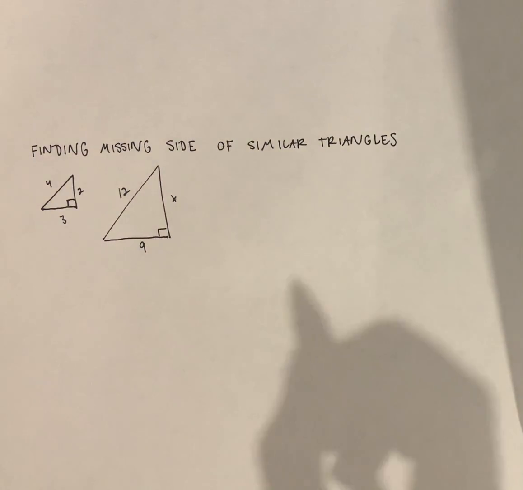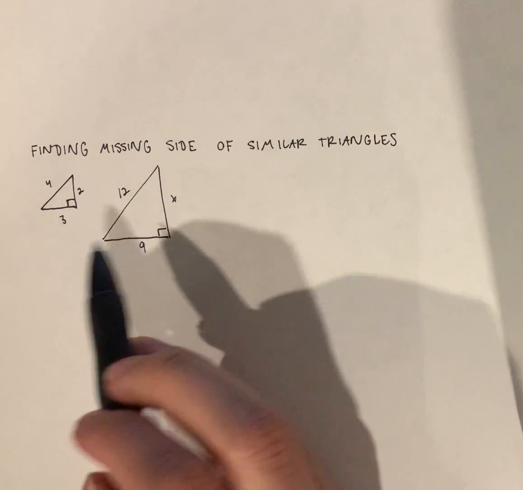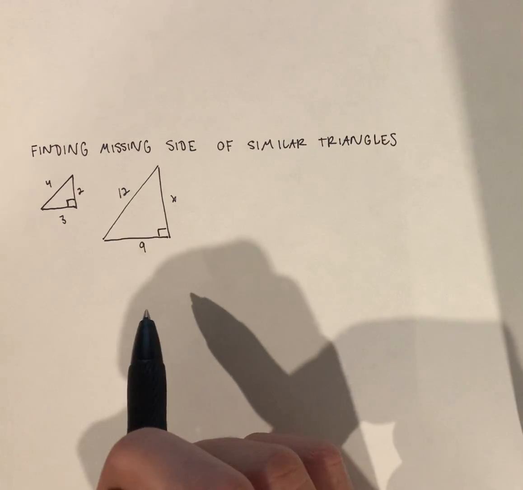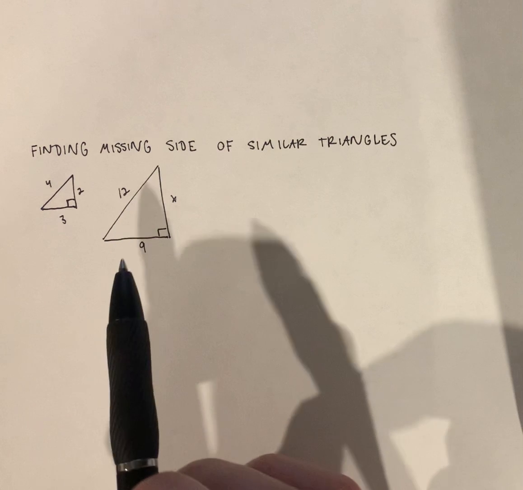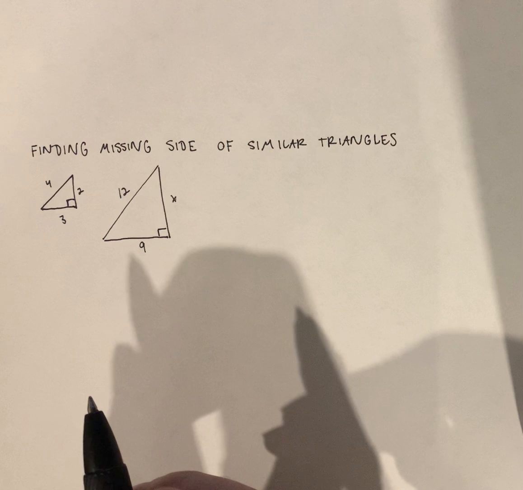Alrighty, here we are going to find the missing side of similar triangles. And these triangles are not drawn to scale, but they are similar, which means that their lengths are corresponding.